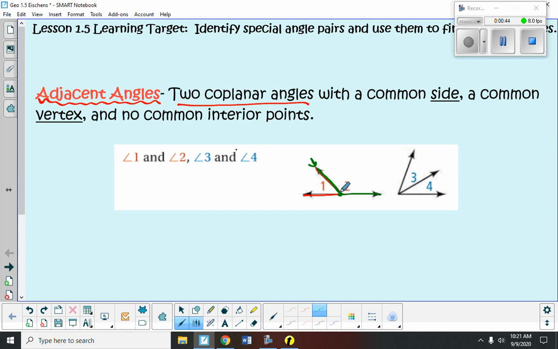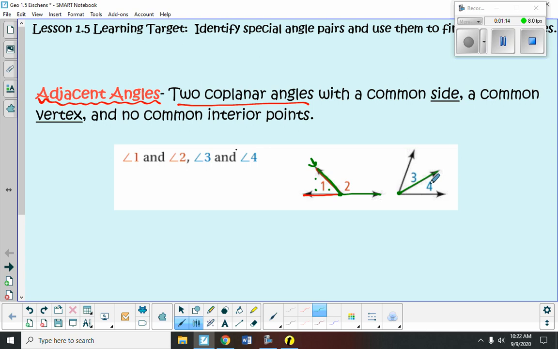It's the same point. And they have no common interior points. In other words, they don't overlap at all. So if you have a point here in the interior of angle 1, that point is not located in angle 2. So they don't overlap. Here's another example. Angle 3 and angle 4 are called adjacent angles because they have a common side, they share a common vertex, and the two angles don't overlap.